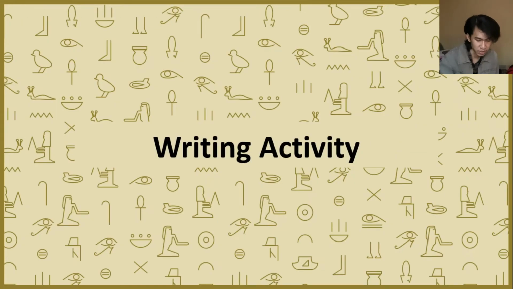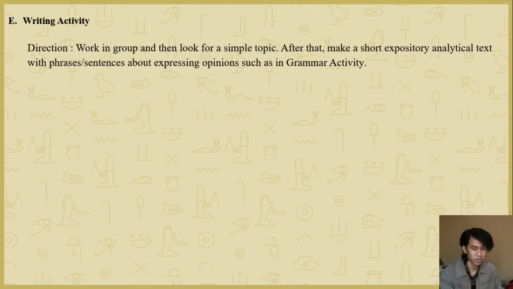Okay, and the last is about writing activity. As usual, this writing activity needs critical thinking, because students need to work in group and look for a simple topic, and after that make a short analytical expository text with phrases or sentences about expressing opinions. Yeah, it is the directions for this writing activity.